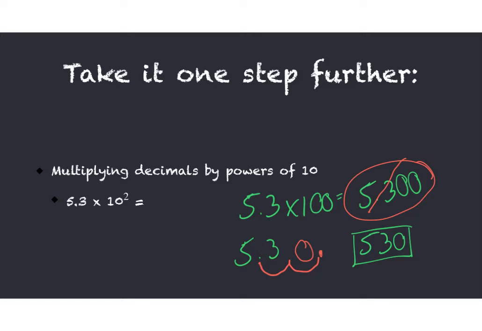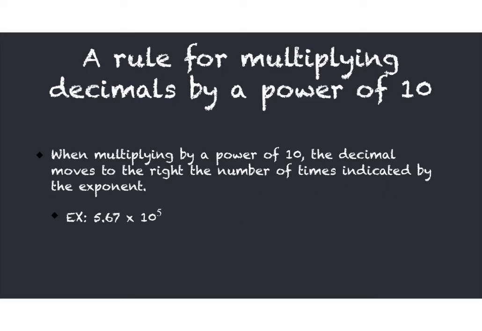So 5 times 100 is 500. That's pretty close to 530. So if we're estimating to check our answer, that estimate makes sense. So let's look at a rule for multiplying decimals by powers of 10.